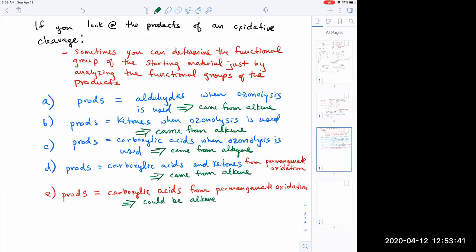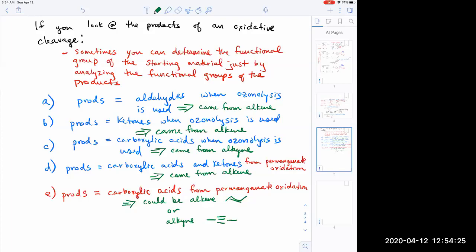Now, not every single type of alkene, but let's say an alkene like this, permanganate oxidation would produce the carboxylic acids from that alkene. And oxidative cleavage by permanganate, hot concentrated permanganate, would also produce carboxylic acids from that alkyne. So that's the one where you can't tell just based on the products that are being produced in the reaction. The other cases, with the ozonolysis, you could always tell whether you started with an alkene or an alkyne.